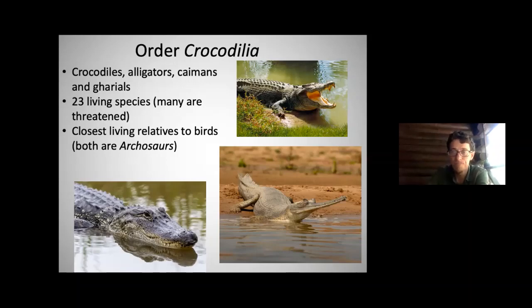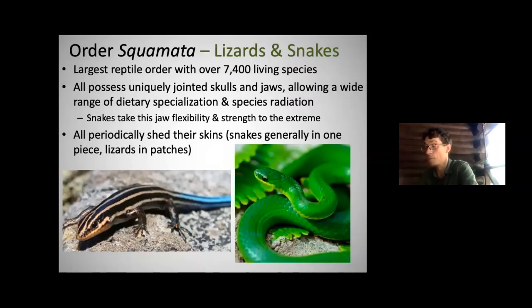Moving right along, we go into the order Squamata. We are definitely going to spend some more time talking about these reptiles. This is lizards and snakes. They are in the same order of reptiles, and this is the largest, most successful living reptile order, over 7,400 living species. Snakes and lizards have really been a success story as far as how they've been able to turn into many species and colonize new habitats.